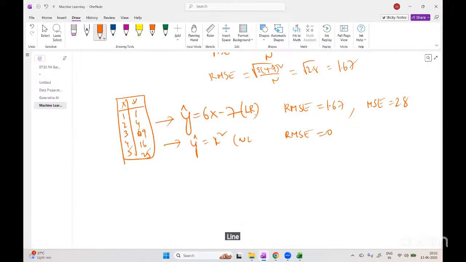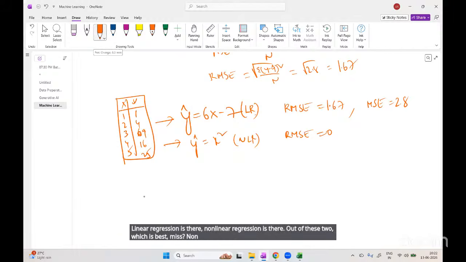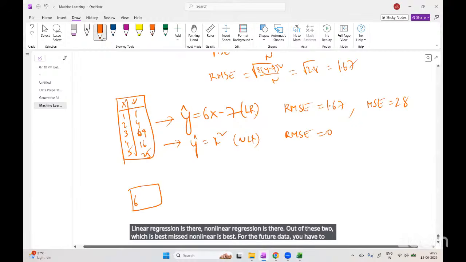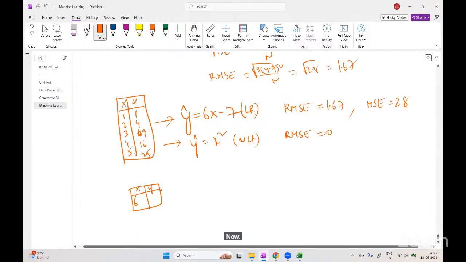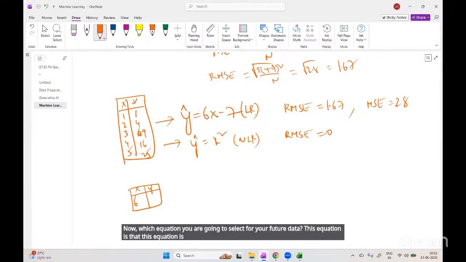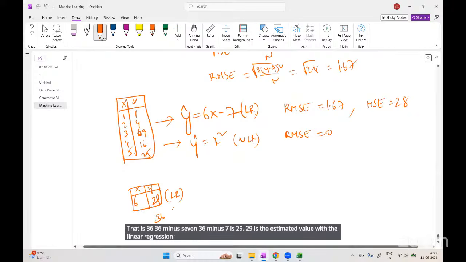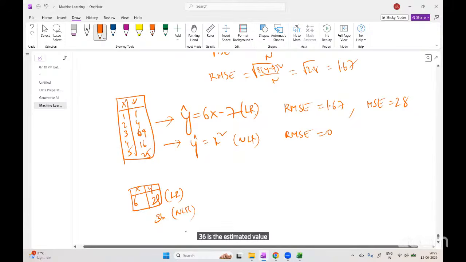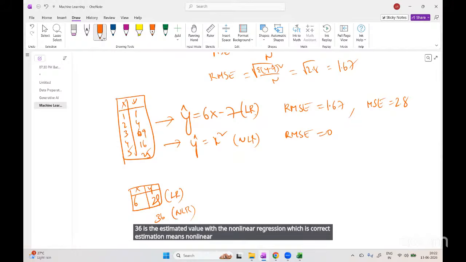Linear regression is there, non-linear regression is there. Out of these two, which is best, miss? Non-linear is best. For the future data, you have to predict. Now, which equation are you going to select for your future data? This equation is there, this equation is there. If you select this equation, the answer is 6 into 6, that is 36. 36 minus 7 is 29. 29 is the estimated value with the linear regression. 36 is the estimated value with the non-linear regression. Which is the correct estimation, miss? Non-linear is best because that has given the least error.